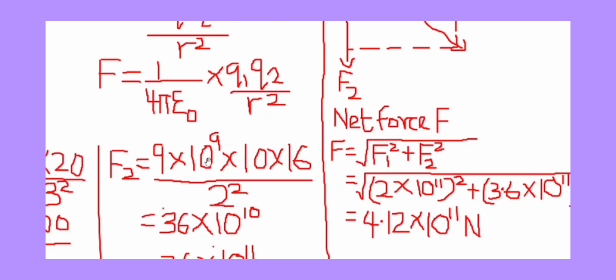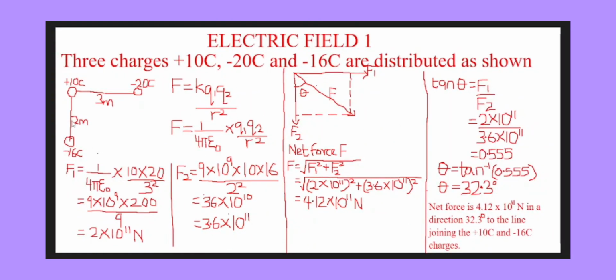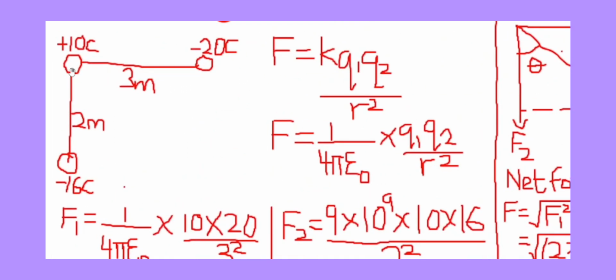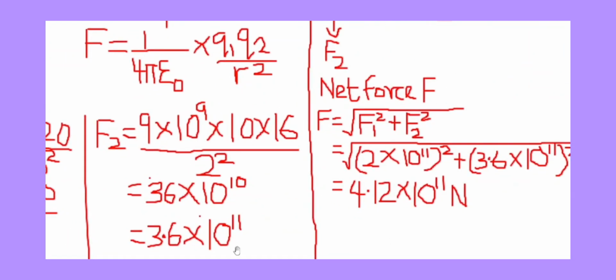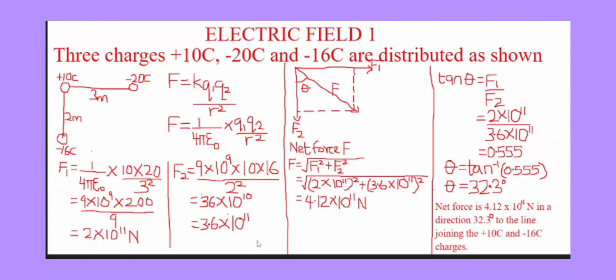This 2 is the distance between the plus 10 Coulomb charge and the minus 16 Coulomb charge that we are looking for. The distance between them is 2 meters, and that is why we are using 2 squared here. If we divide correctly, that will give us 36 times 10 raised to power 10, and in standard form that will give us 3.6 times 10 raised to power 11 Newton. Very important for you to put Newton. Okay, good.